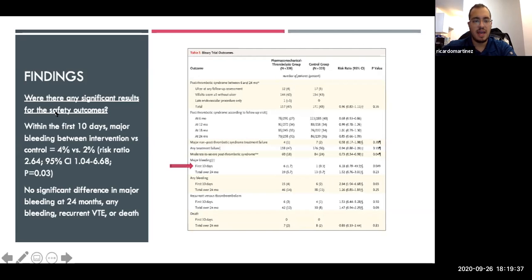So for the safety outcomes, basically within the first 10 days, major bleeding between intervention versus control. Looking at that, there was a higher percentage of major bleeding within the first 10 days for the intervention, and this was significant as well. But there was no significant difference in major bleeding at 24 months, or any other bleeding or recurrent VTE or death between both groups.